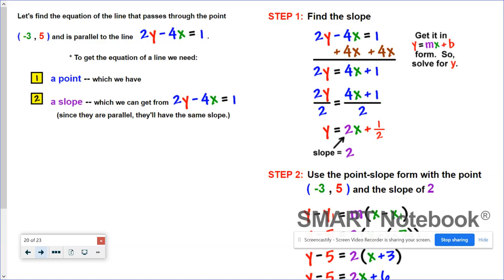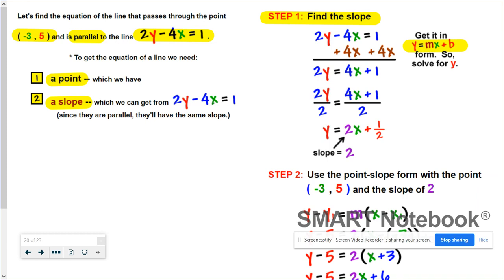So in this example here, we want to find the equation of the line that passes through the point -3, 5 and is parallel to the line 2y minus 4x equals 1. Well, I can write the equation of a line if I know a point on that line and if I know the slope of the line. So I need to start with finding the slope of the given line. So I do need to rewrite it in the form of y equals mx plus b so I can easily and accurately identify the slope.